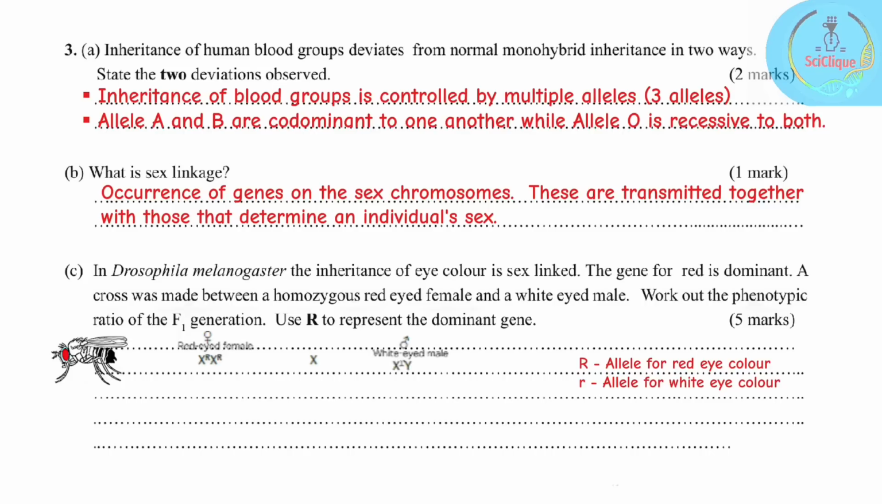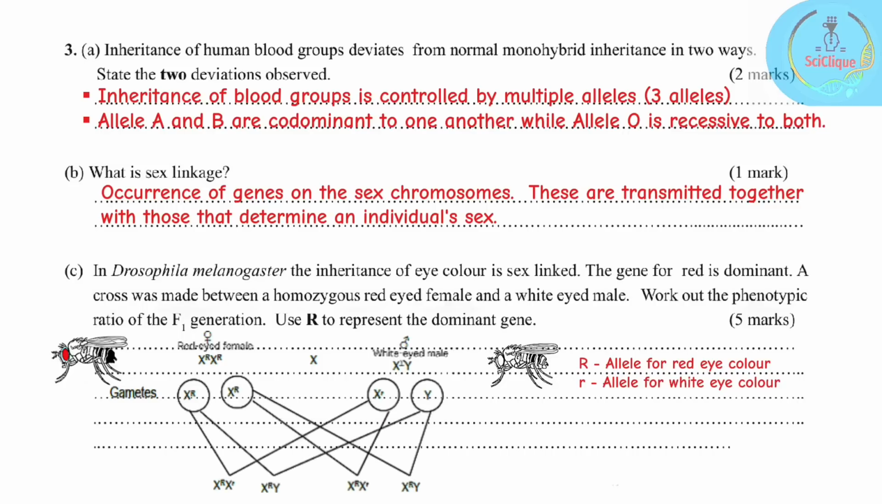And since it's red-eyed, that means both alleles will be responsible for the red eye color, and therefore capital R as such. When it comes to the male, it is white. So that means it has this allele, the recessive allele. And since this allele is only present on the X chromosome, we are going to place it there. The Y chromosome will not have anything on it, okay? It doesn't have this particular allele. Now, once we have done that, we're going to separate them into gametes and then cross them.